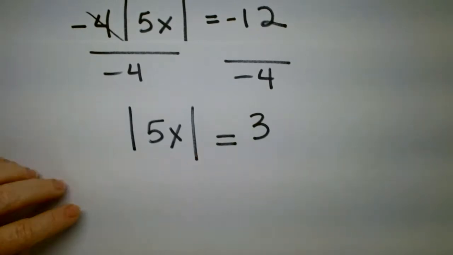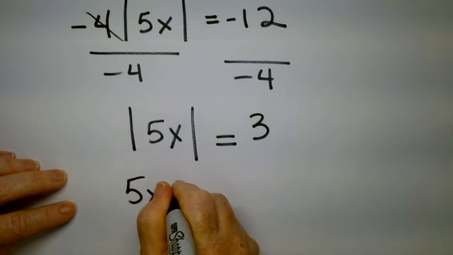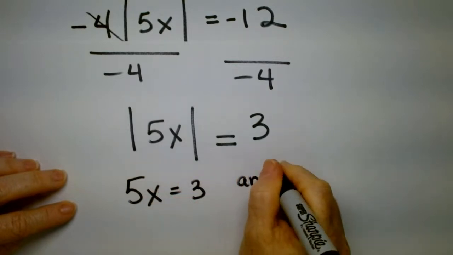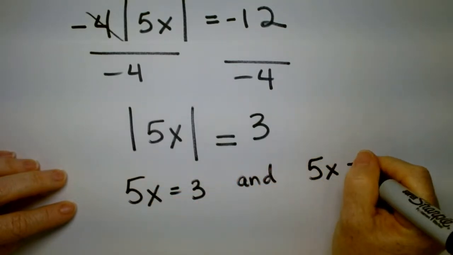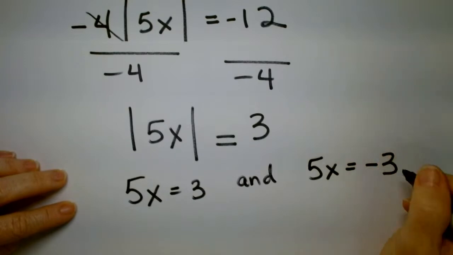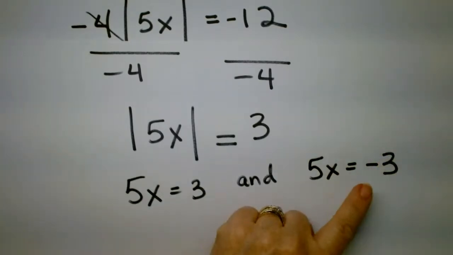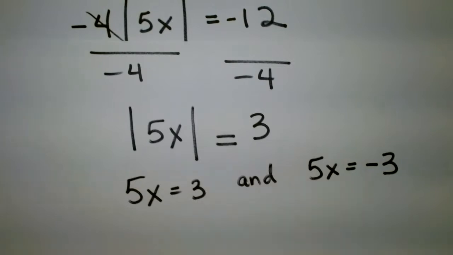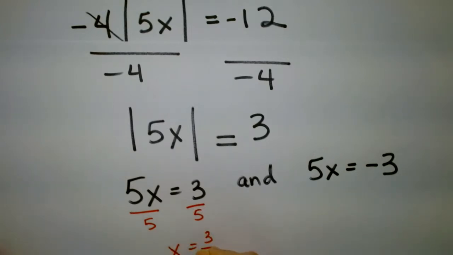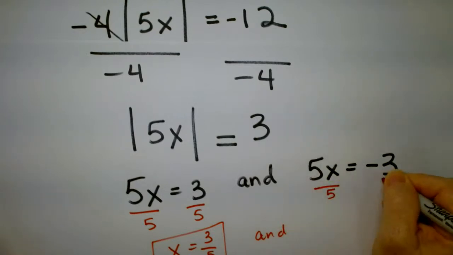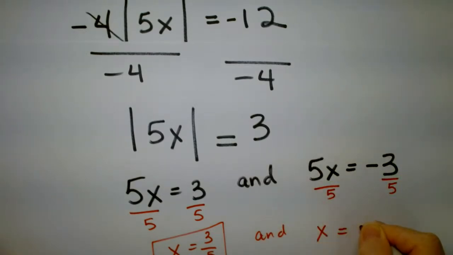All right, so what do we have? We have 5x equals 3 and 5x equals -3. You should always have a minus on this other one. Okay, so that's a good check. You're going to remember now, right? Good. Okay, so we're going to divide by 5, and what do I get here? X is equal to 3 fifths. And divide by 5, divide by 5, x is equal to -3 fifths.